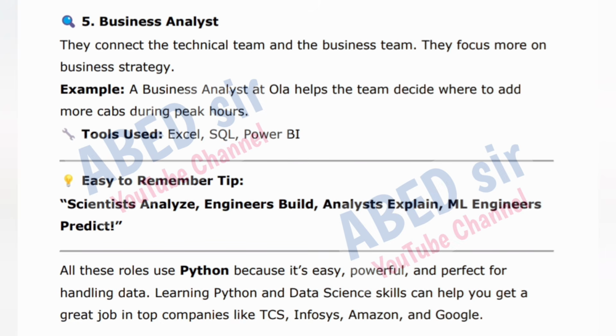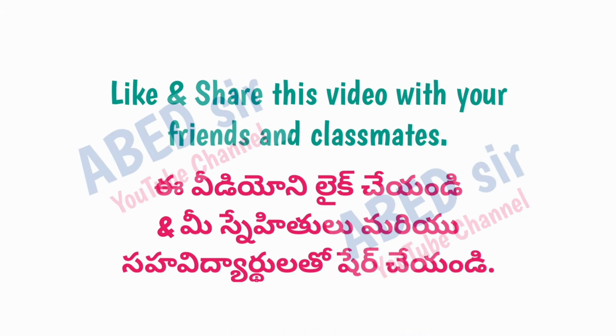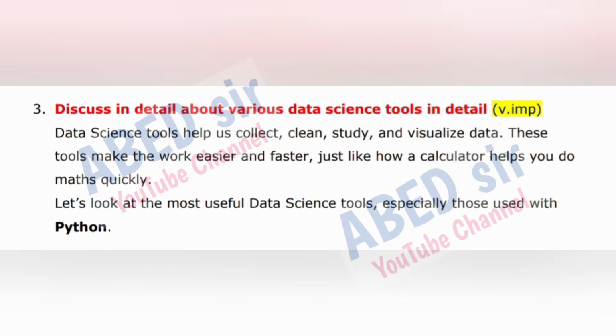Easy to remember tip: scientists analyze, engineers build, analysts explain, ML engineers predict. All these roles use Python because it's easy, powerful, and perfect for handling data. Learning Python and data science skills can help you get a great job in top companies like TCS, Infosys, Amazon, and Google. Next important long question is: 3.